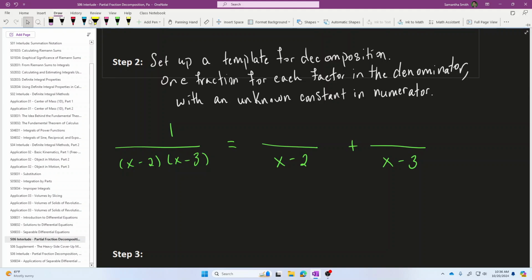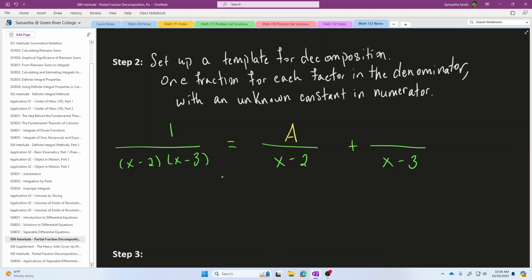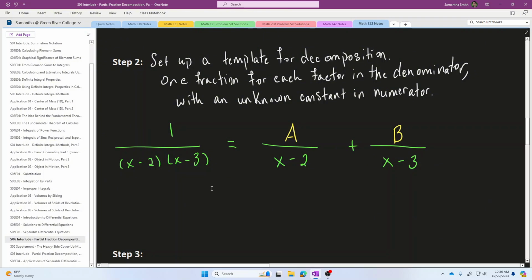And then I'm going to use some letters to represent unknown constants in the numerator, an A up here and a B up here. My mission now is to figure out exactly what values of A and B need to live in the numerators of these two fractions in order to make this right-hand side truly equal to this left-hand side.